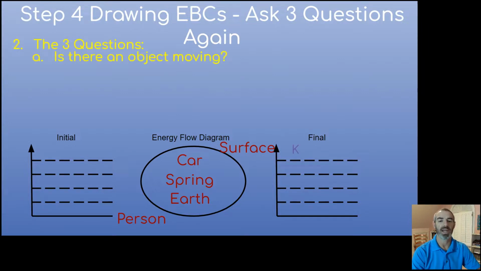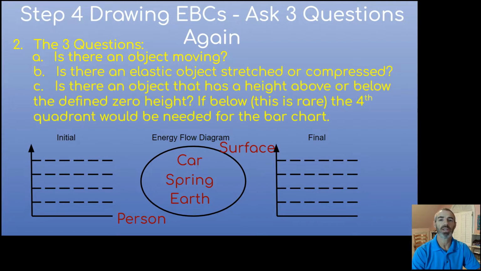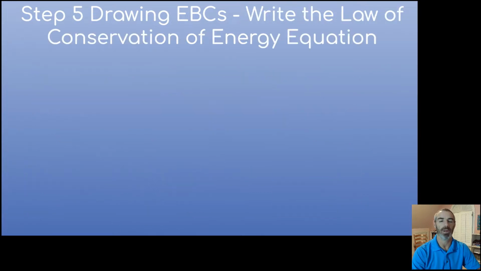Step 4, you're going to ask the same 3 questions. Is there any object moving in the final situation? If yes, draw kinetic. Is there an object that is stretched or compressed that's elastic? If yes, you're going to draw US and draw a bar underneath there. And then finally, is there an object that has a height above or below defined 0? If yes, you're going to draw UG. And again, rare if it's below, you'd have to draw a negative amount.